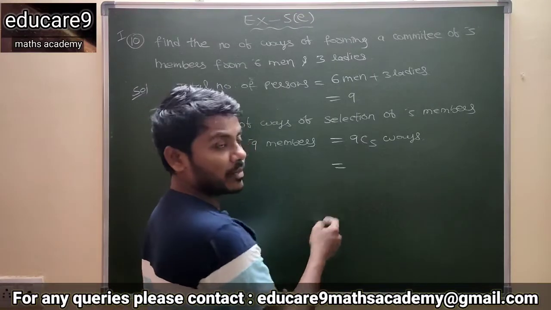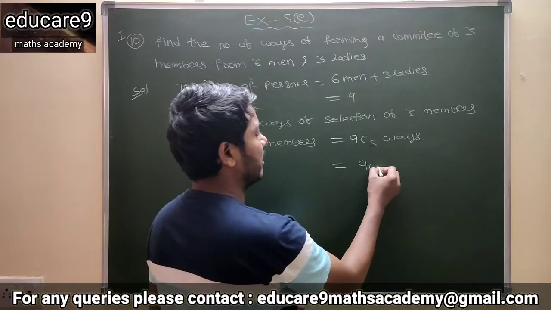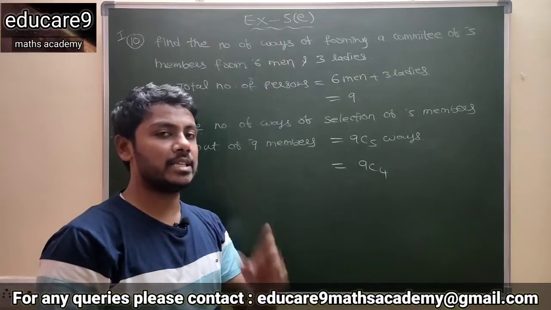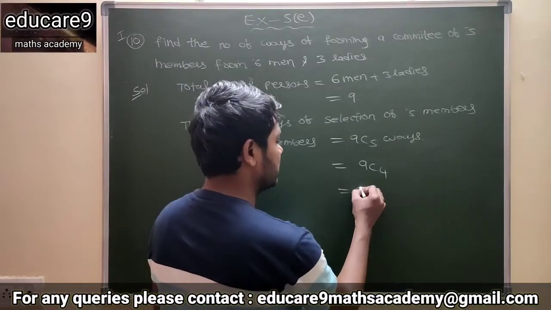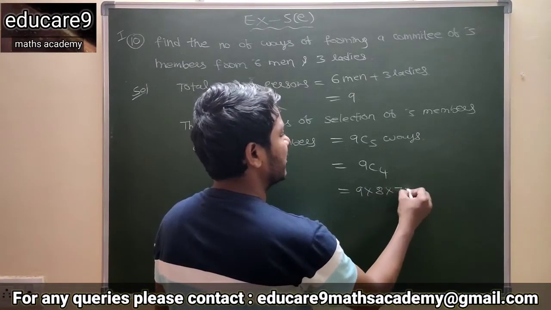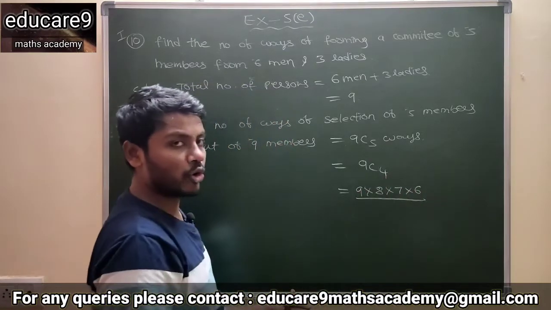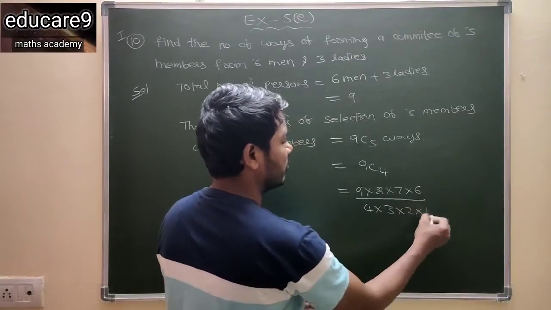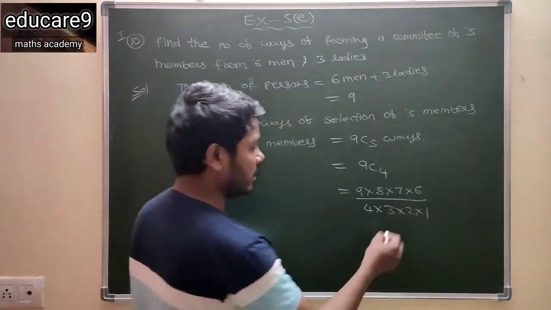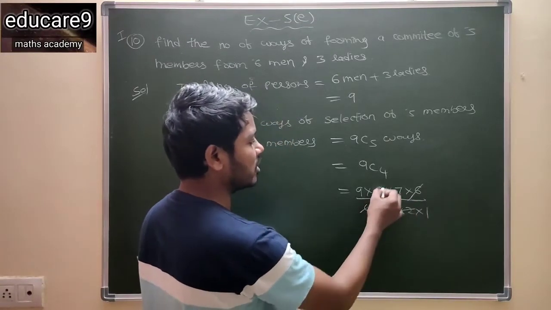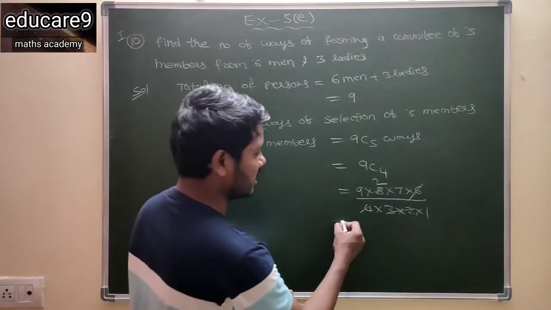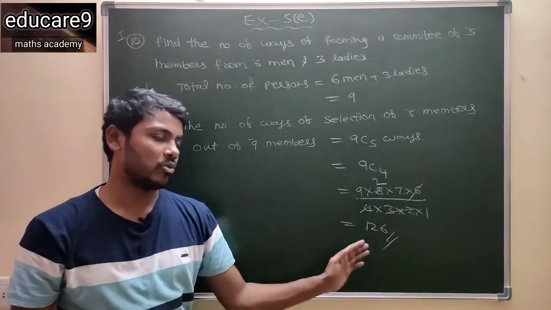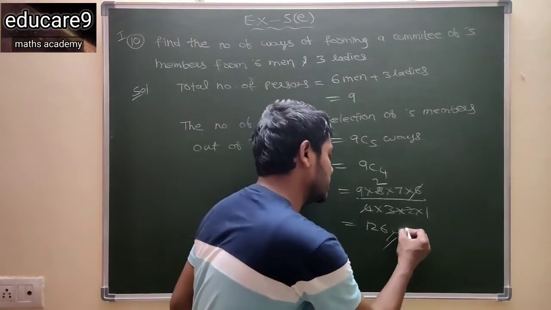See here, this can be written as 9C(9 minus 5), that is 9C4. So here the suffix is 4, we have to decrease up to 4 terms. That is 9 into 8 into 7 into 6 divided by 4 factorial, that is 4 into 3 into 2 into 1. Okay, so clearly 6 gets cancelled, 4 times 1 is 4, 4 times 2 is 8. So this is 8 into 7, 126 ways. Okay, this is the required answer. 126 ways.